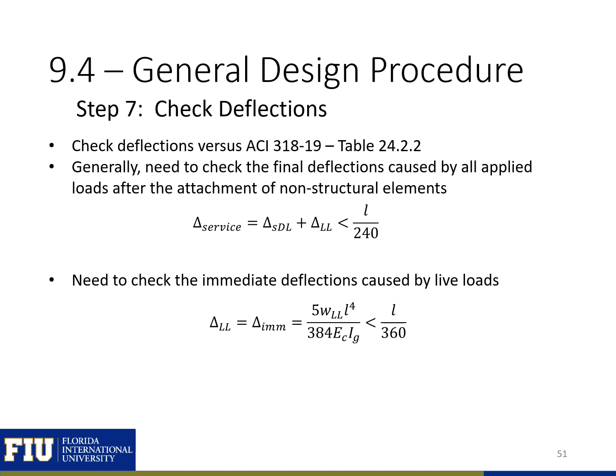Typically, our deflections will be limited based on these two limits. So our final deflections caused by all applied loads after the attachment of non-structural elements need to be less than L over 240. So our deflection due to superimposed dead loads and live loads needs to be less than L over 240. And then our immediate deflections from live loads need to be less than L over 360. So these are the two limits from the previous table that will typically be important for us.